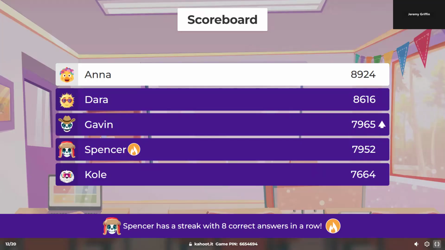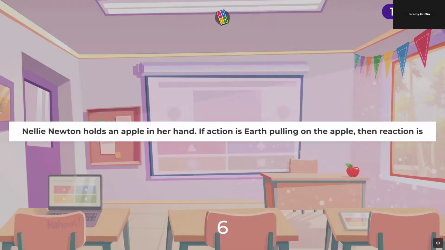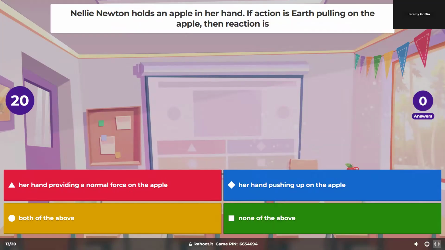Nellie Newton holds an apple in her hand. If the action force is Earth pulling down on the apple, what's the reaction? Is it her hand providing a normal force? Her hand pushing up the apple? Both of the above? None of the above.